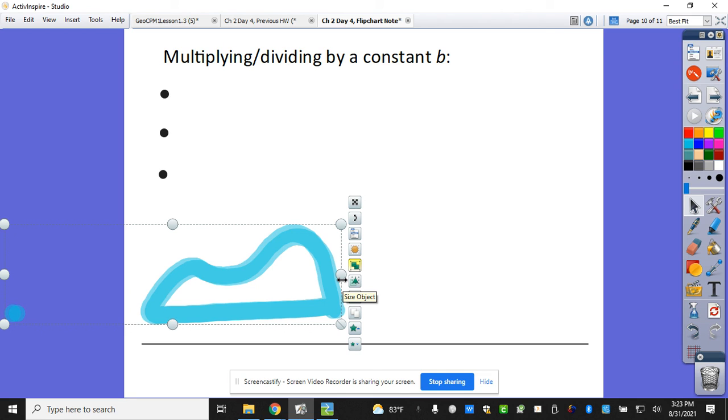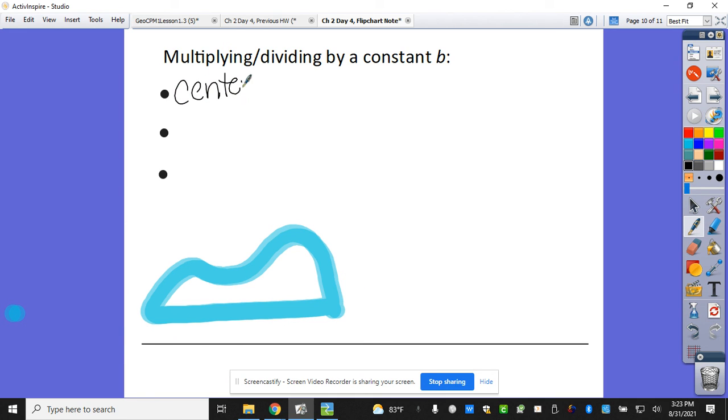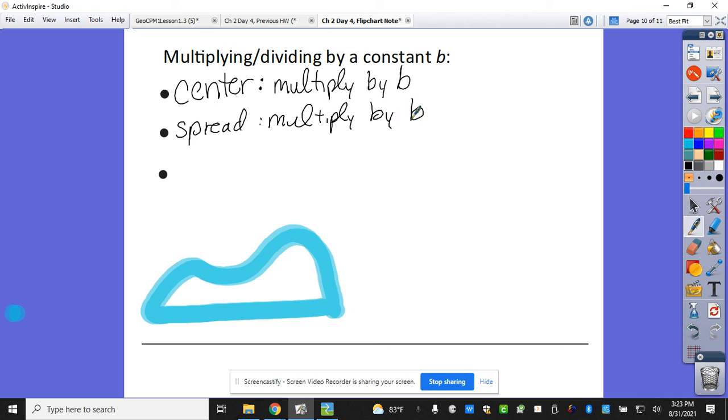So writing the same type of things that I had before, what happens to my center? Let's say I'm multiplying by B. To the right? Yeah. I'm being generic because I can multiply by like 1/4 or something and not have to say right. What happens to my spread? So same thing, multiply by B. Now we actually end up talking about a measure of spread that is different, but we're not there yet.